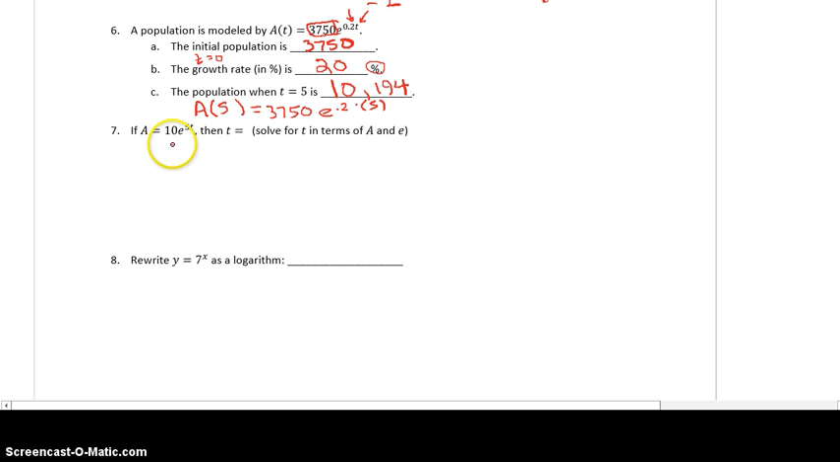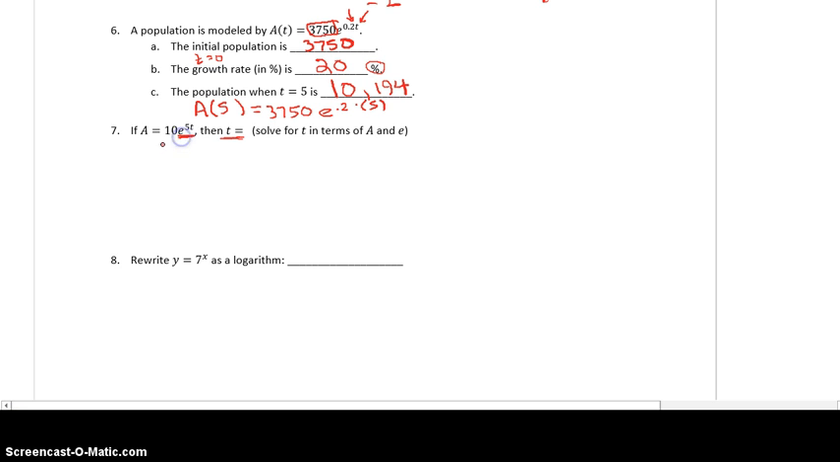In number 7, we're going to be solving for t. I don't have a number here, but I'm just going to leave this as a. And of course, e is our natural base, and we're not going to plug in a number for that. We'll just leave it as the number e. And so from here, we'll just go ahead and solve it like we've been doing in a lot of the examples.